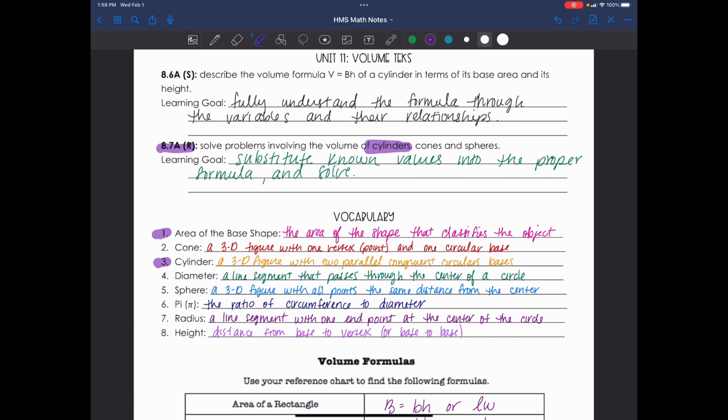You guys already know what diameter is. That's a line segment that passes through the center of a circle, meaning from edge to edge, it is all the way across the circle. Whereas a radius is a line segment from one endpoint at the center of the circle to the edge. So half of the circle. You also already know what pi is. It's a ratio of circumference to diameter. And then lastly, we need to know what the height is, and that's the distance from base to vertex or base to base. You know, the distance between the two bases.